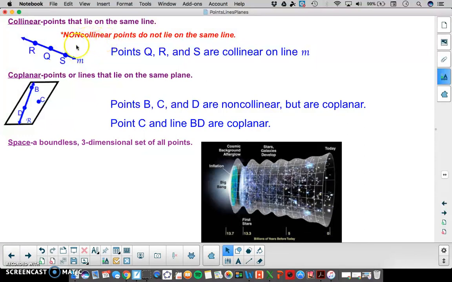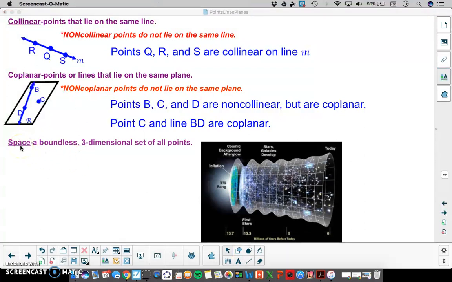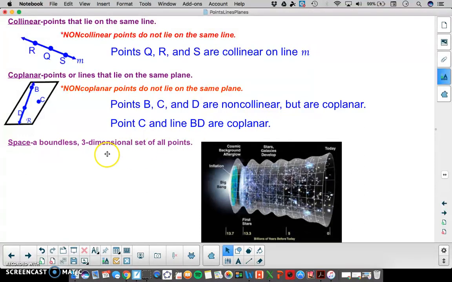We had non-collinear, which meant points do not lie on the same line. We also have non-coplanar, which would mean points that do not lie on the same plane, but they would be contained in the same space. Space is a boundless 3-dimensional set of all points. So it contains points, but it also can contain lines and planes.